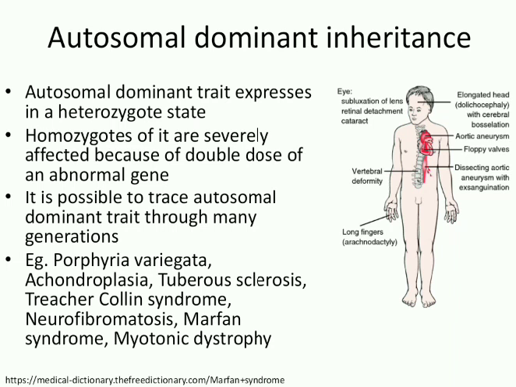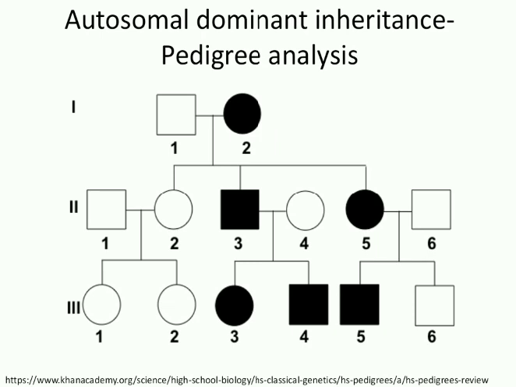Autosomal dominant trait manifests or expresses itself in a heterozygote state. Homozygotes are very severely affected because of double dose of abnormal gene. You can trace the autosomal dominant trait through many generations. Some of the clinical conditions which are autosomal dominant traits are porphyria variegata, achondroplasia, tuberous sclerosis, Treacher-Collins syndrome, neurofibromatosis, Marfan syndrome, myotonic dystrophy. This is a pedigree analysis of autosomal dominant inheritance.